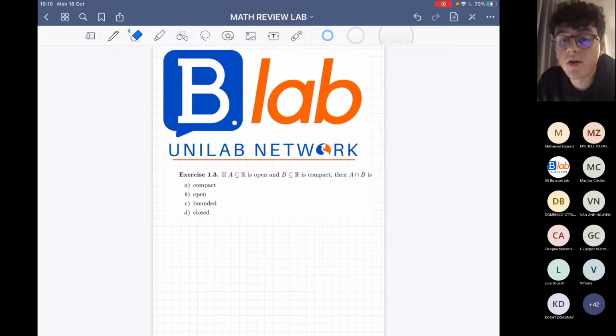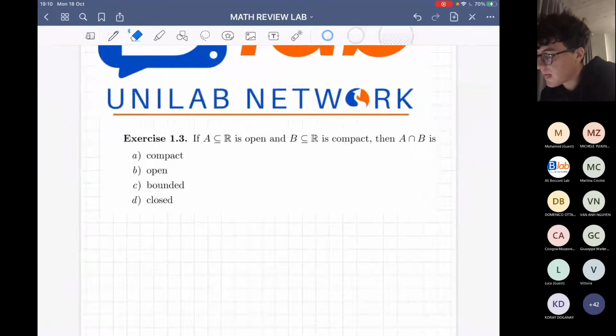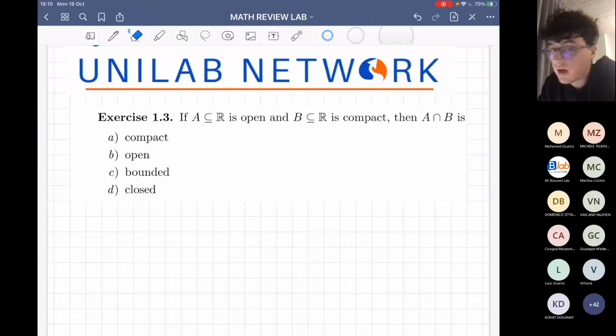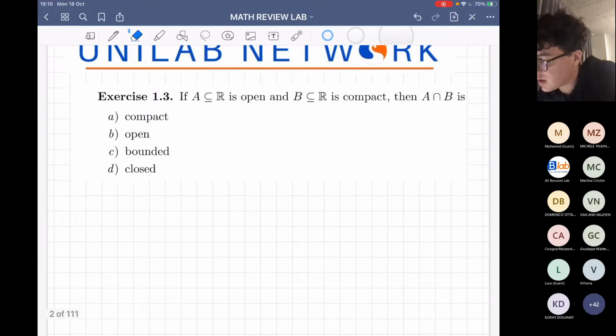Of all the topics, first of all structures, then functions, and then sequences and series. I started from not so difficult exercises. As you can see, the first one just says that if we have a structure A which is open and B which is compact, what can we say about their intersection?